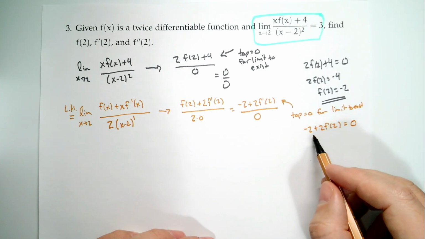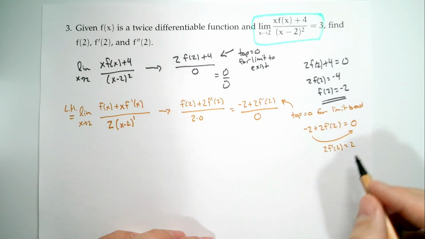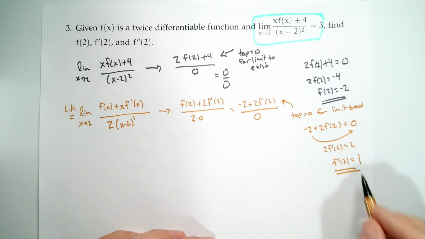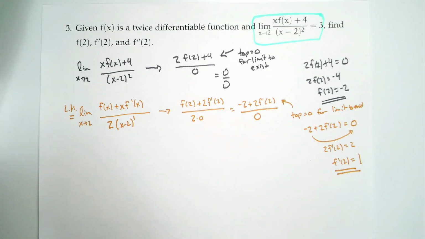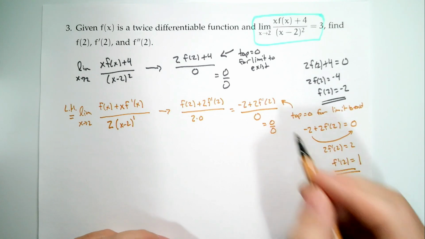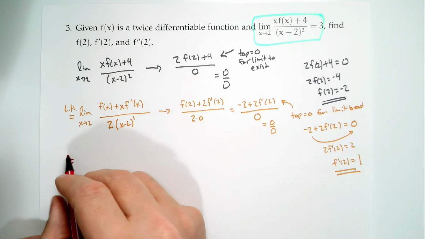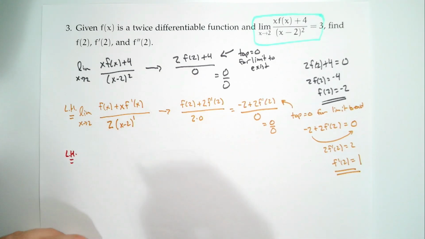And so, okay, move that minus 2 across. 2 f prime of 2 equals 2. So f prime of 2 is 1. All right, there's another part of our answer. Okay, but what do we have? Well, now we have that this is 0 over 0. So we do more work. But that's okay. We're almost there. L'Hôpital. One more time, my friend.